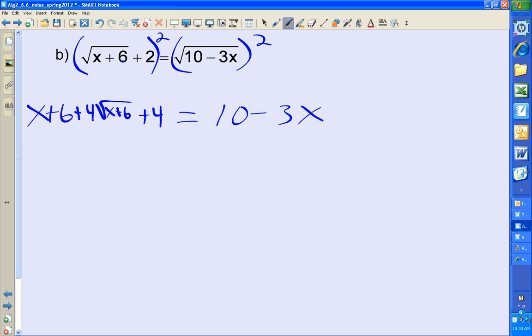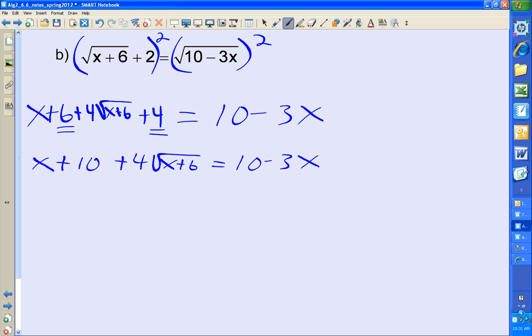So now we have this big messy thing with a radical with x underneath. We can clean up the left-hand side a little bit. We have some like terms with the 6 and the 4. X plus 10 plus 4 times the square root of x plus 6 is equal to 10 minus 3x. What should we do now? What are we heading to do?